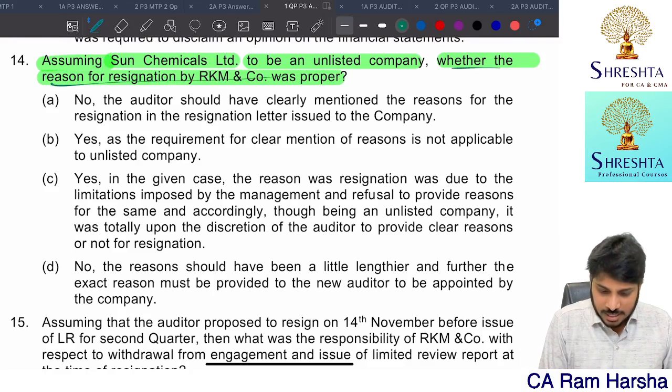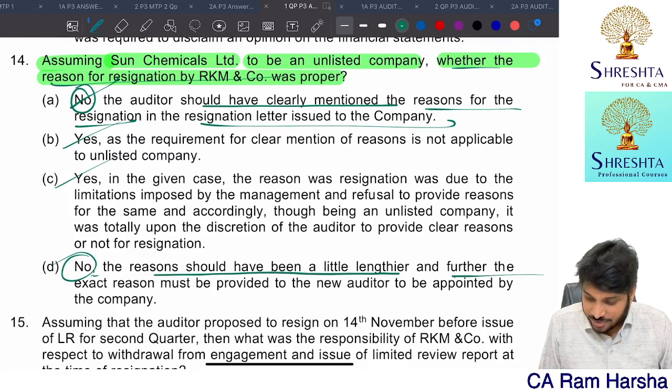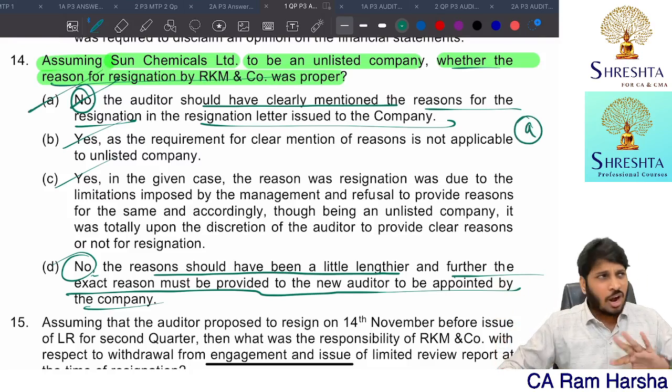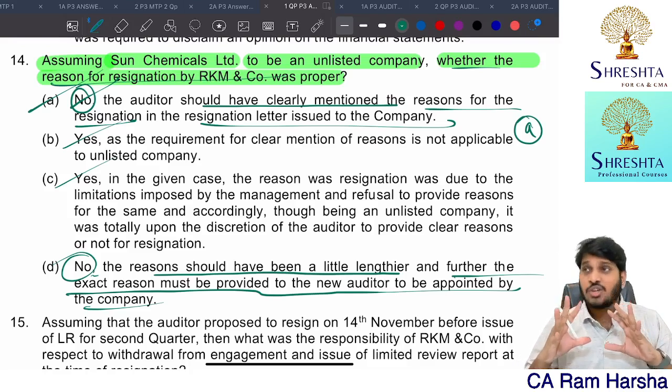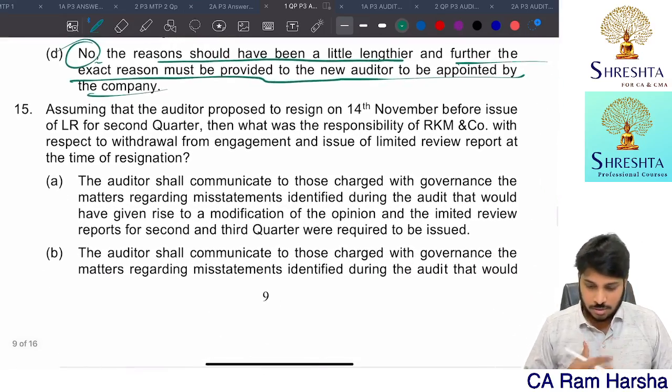Whether the reason is correct? No. Here it says yes, and here also no. So there were only 2 no's. The auditor should have clearly mentioned the reasons in the resignation letter. Okay. No, the reason should have been a little lengthier, and further the exact reason must be provided to the new auditor to be appointed. No, that's not correct. It is the reason for resignation we give to the company, not for the new auditor. We give the reason to the company, not for the new auditor purpose. Issued to the company. So the answer is A.